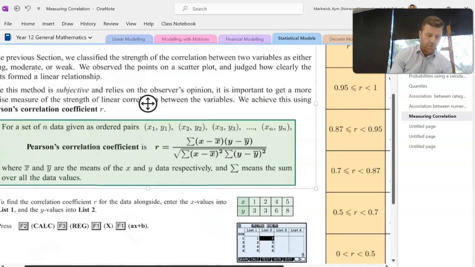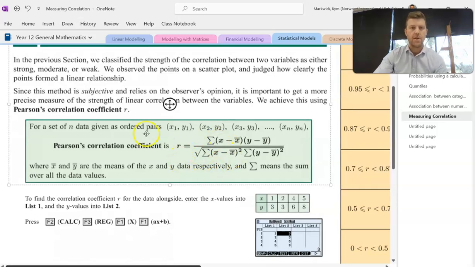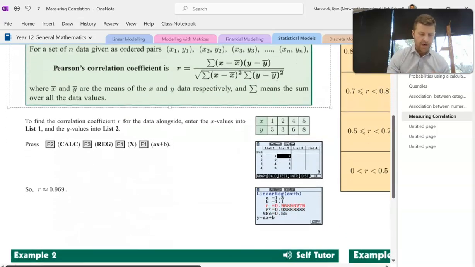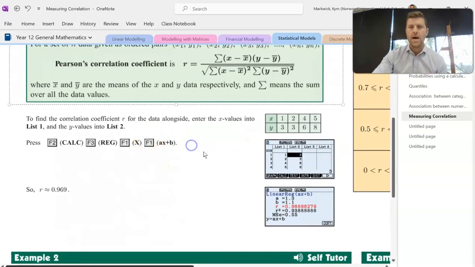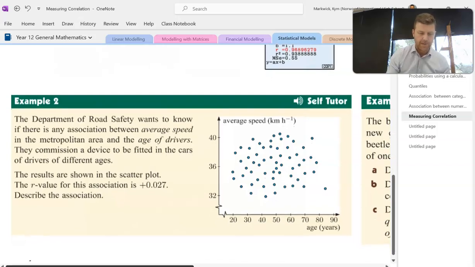Now, there is a formula that is used to determine Pearson's correlation coefficient, or R. For the sake of the Year 12 General Math course, we won't be using that formula. I'll be showing you how to do that on the graphics calculator. There is a bit of a how-to right here. I'm going to use a very similar process, but I'm going to be drawing the scatter plot and then drawing the line of best fit and determining that value of R all in one process, rather than just using the list to find out R. Anyway, let's look at an example first.